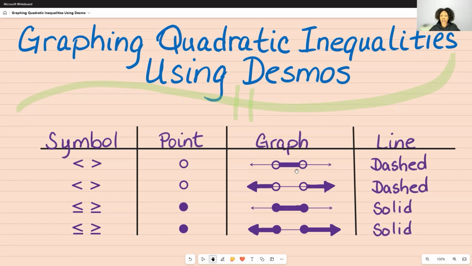In my class, I'm going to have two options: either the interval in the middle between those two critical points will be shaded, or the first interval and the third interval will be shaded in. And if you see solid lines for your graph on Desmos, that indicates that not only are the points included on your number line, but it's a less than or equal to or greater than or equal to inequality.